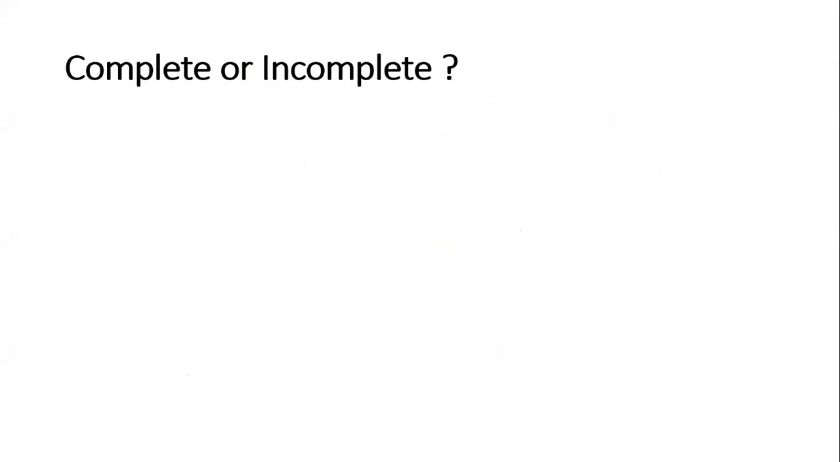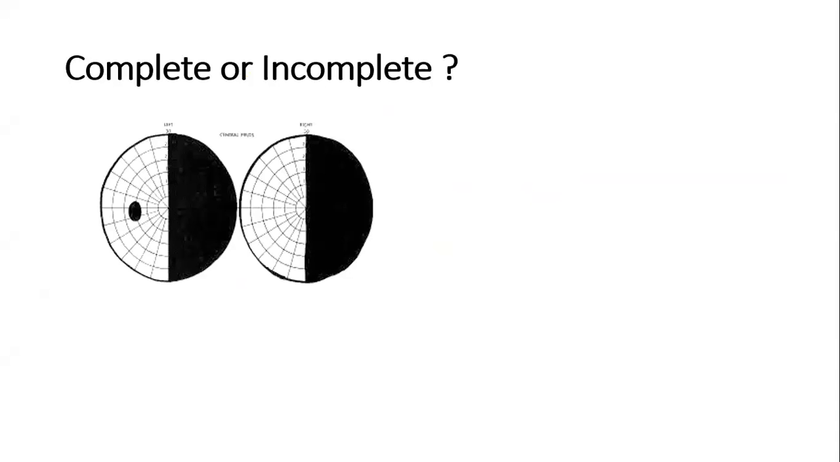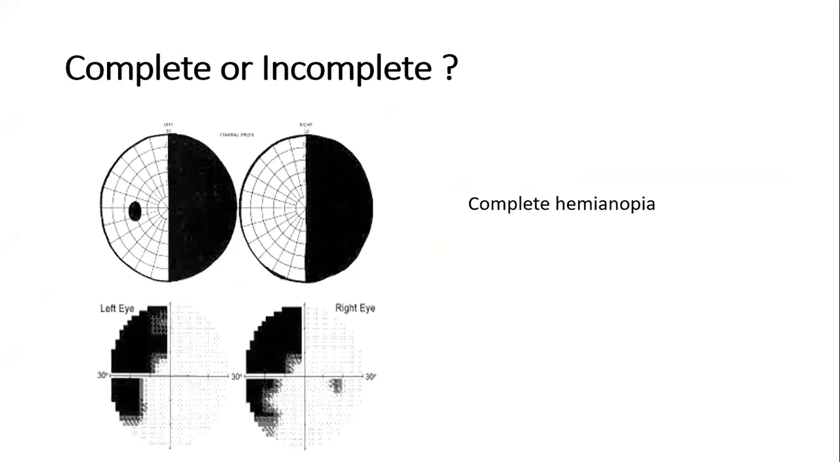So the next thing that we need to understand is whether the field defect is complete or incomplete. So when the hemianopia extends from top to bottom, it covers the entire visual field. It is called complete hemianopia. So this would be a right complete homonymous hemianopia, right? So what happens if there is some area of normal visual field? Then we call it incomplete.